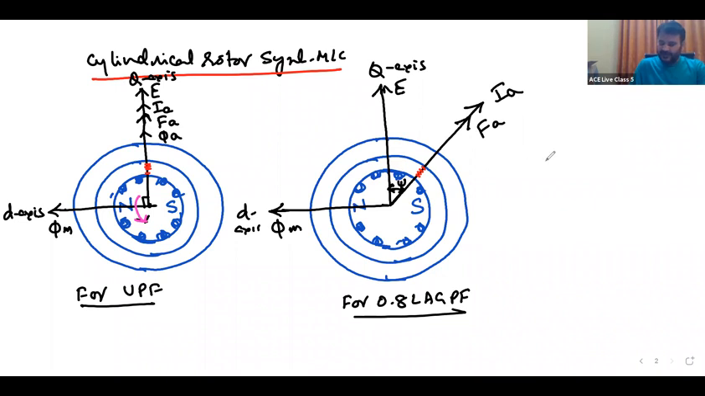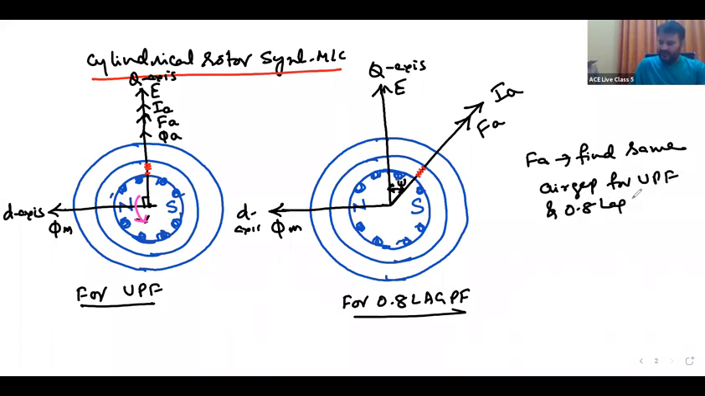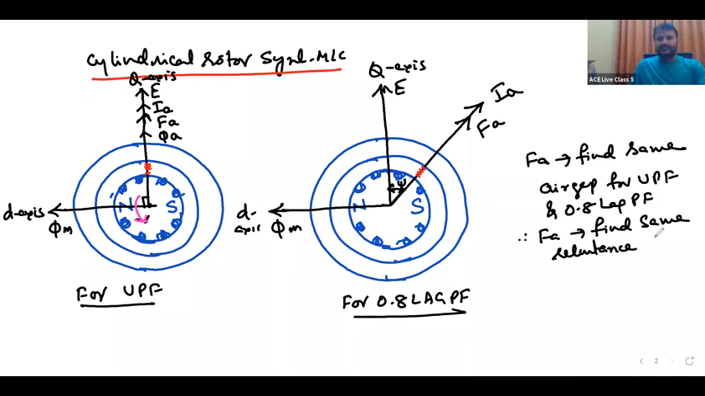Observe that FA finds the same reluctance, the same air gap, for UPF and also for 0.8 lagging power factor. For any power factor, it finds the same air gap, and therefore it finds the same reluctance. FA finds the same reluctance, irrespective of power factor.